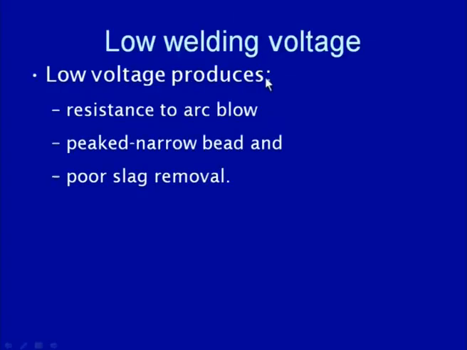On the other hand, the use of low voltage produces resistance to the arc flow, because this happens when the arc voltage is low, meaning the gap between the electrode tip and the workpiece is narrow, and the tendency for deflection of the arc flow from its intended path will be minimum. And the next is that a peaked narrow bead is obtained when the welding voltage is low, and poor slag removal is also experienced when the welding voltage is low.